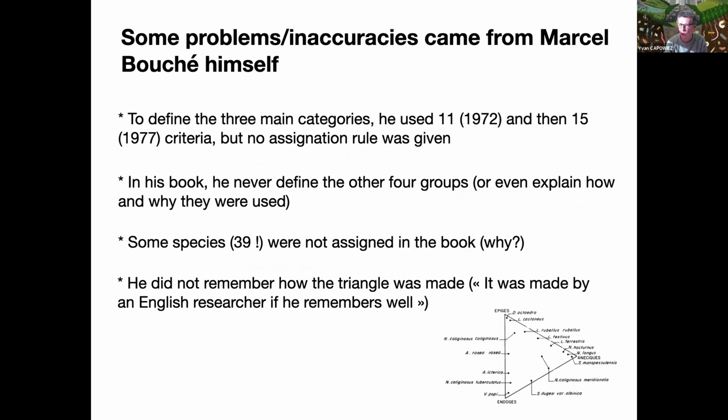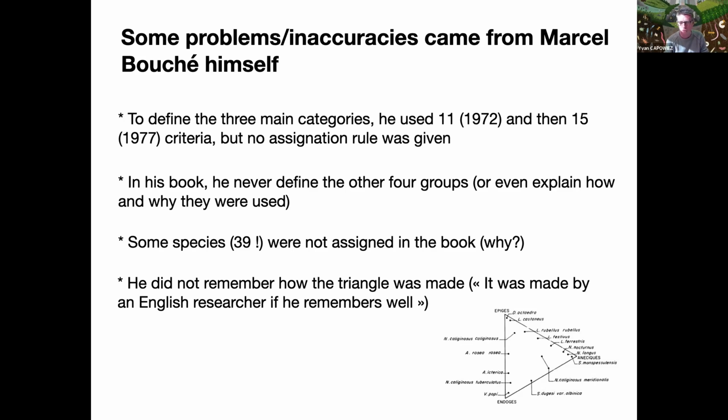I have to say that Bouché himself presents some problems in his book. For example, he changed his mind about the criteria he used to define anecic, endogeic, and epigeic. He used 11 criteria first, and then later 15. It was never explained why. Worse, he did not provide an assignation rule, which means that nobody can say that a new worm can be an anecic, because we don't know how he did it. In his book, he never defines the intermediate categories, and there are something like 40 species that were never assigned.